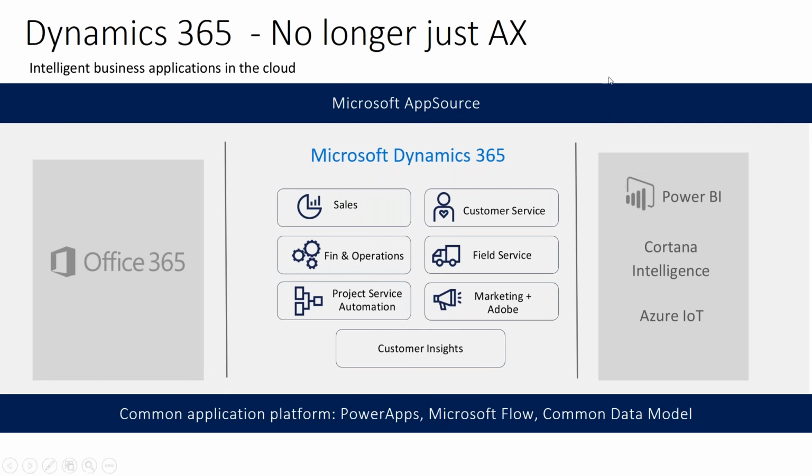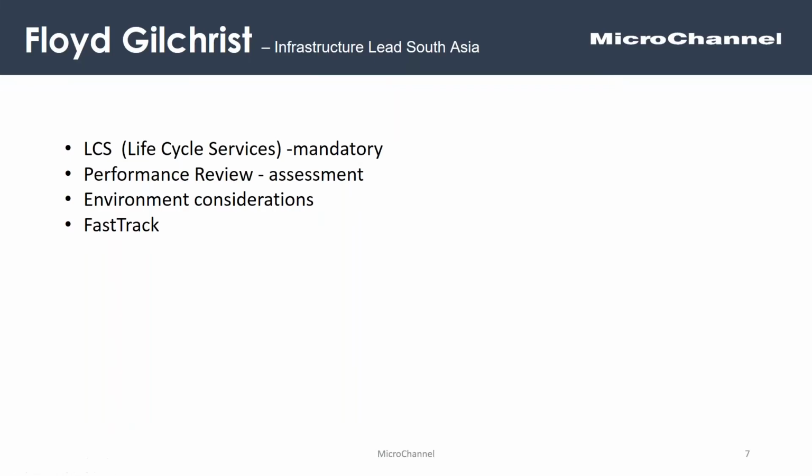Hello, everyone. I'm going to cover today 4 main topics as part of my agenda. The first one, we'll talk about lifecycle services, and we'll look at also performance reviews and assessment in terms of how do I upgrade or implement Dynamics 365. And then we'll also look at some environmental considerations as far as what type of environments will be required, and at what stages. And then last but not least, we'll cover off Fast Track, which is a program that's been introduced as part of Dynamics 365 for Operations.